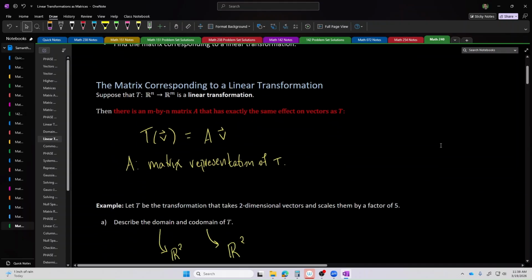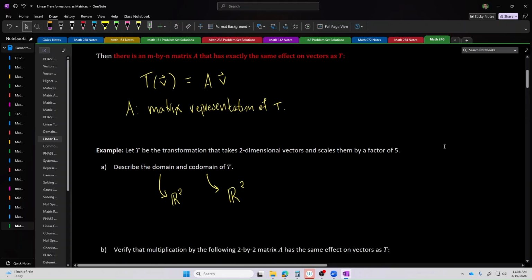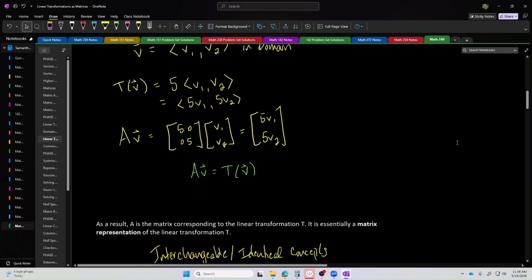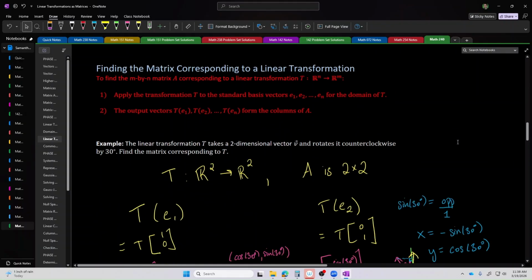In today's lesson, we learned that a linear transformation could be represented via multiplication by a certain matrix. The matrix representing a linear transformation can be found by applying the transformation to the standard basis vectors for the domain. The result of applying the transformation to the standard basis vectors create the columns of the matrix A that represents your transformation.